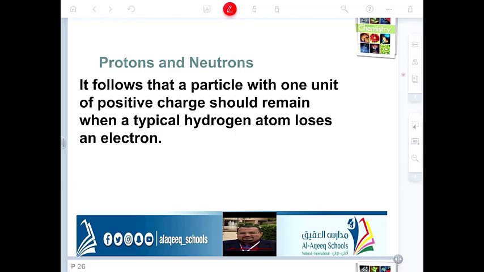From those, we can say that 1 unit of positive charge should remain when a typical hydrogen atom loses an electron. Because hydrogen has 1 electron, 1 proton, and no neutron. So if the electron is removed, the positive charge still remains in the hydrogen atom.